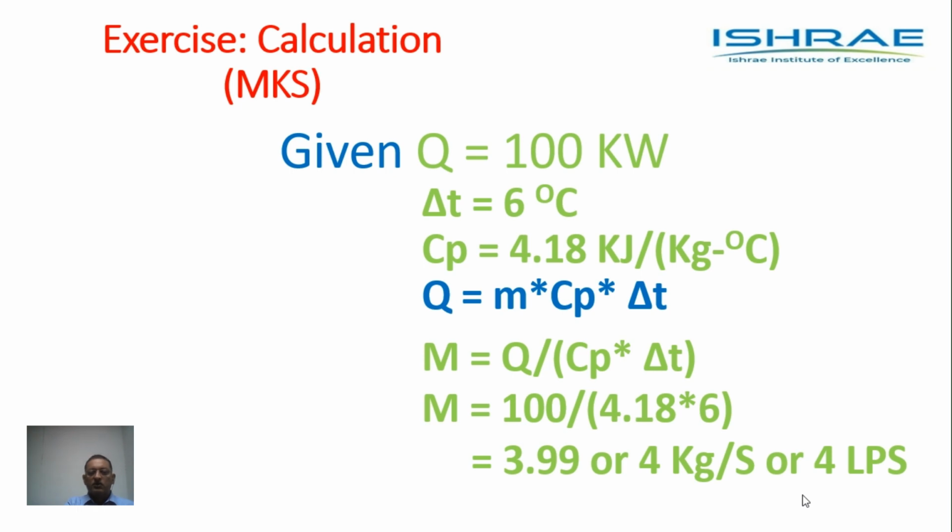See, all that is required is that we understand this relationship which is given in blue: Q is equal to M into Cp into delta T, where Cp is the specific heat of water, which is equivalent to 4.18 kilojoule per kg per degree centigrade.